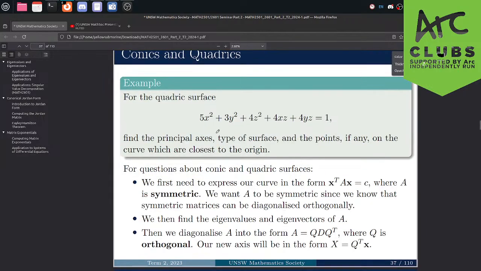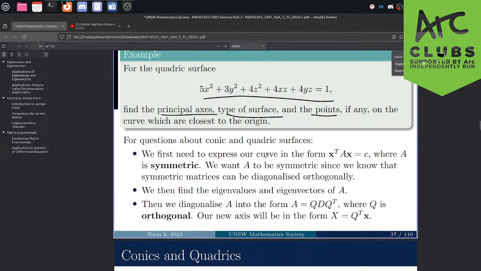So let's take a conic surface here. We want to find its principal axes, the type of surface, and the points which are closest to the origin. Okay, so our method for going about this was also taught in the lecture, so feel free to go over this, but basically we want to write the curve in this form, x^T A x.